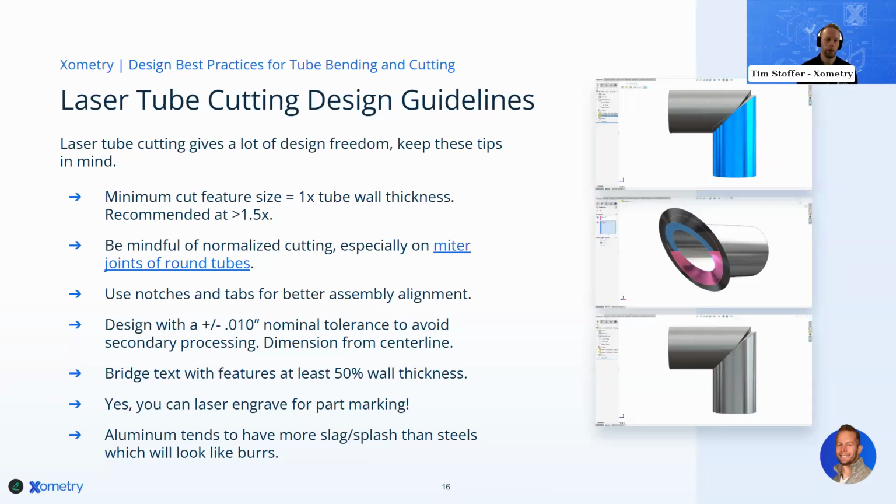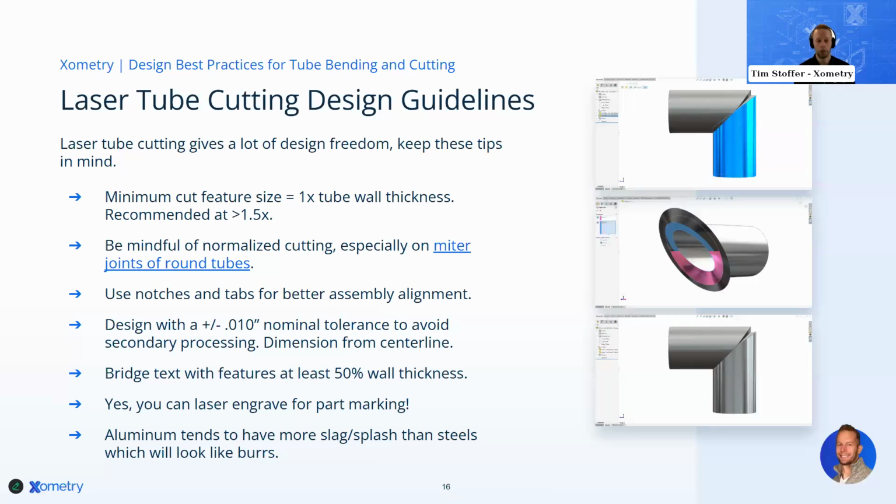Also note, we go back to this plus or minus 10 thousandths nominal tolerance. And once you start getting less than that, Greg mentioned it on the previous slide, you start getting into additional processes like a CNC or a turning operation or something else associated. As you add processes, your costs go up. It's not that we can't do it. It's just it's not going to be as economical price for tube cutting.